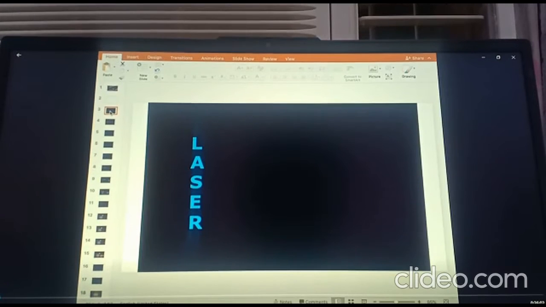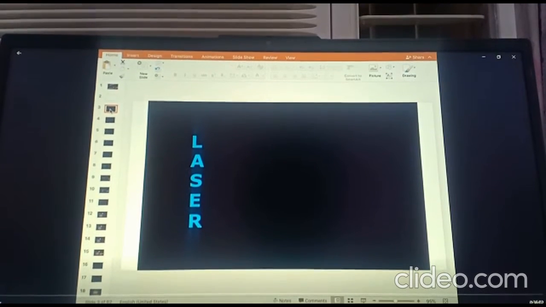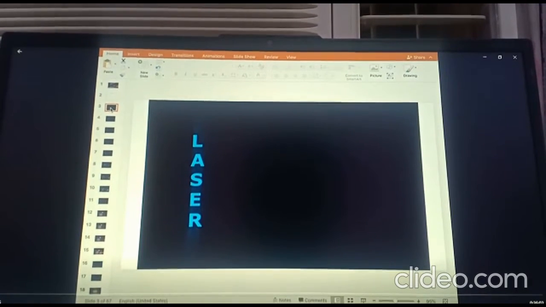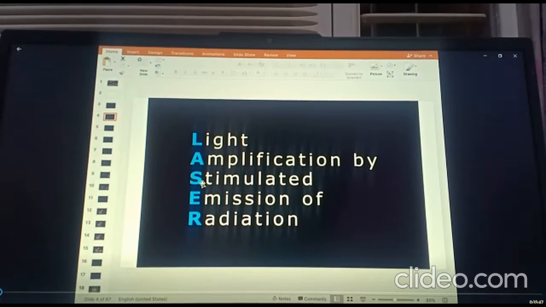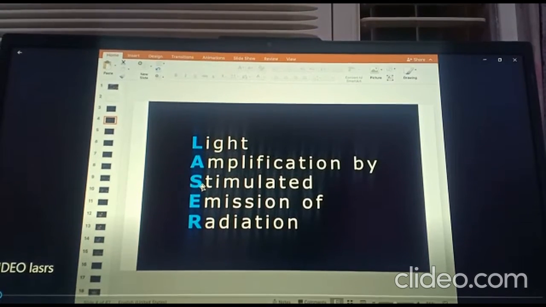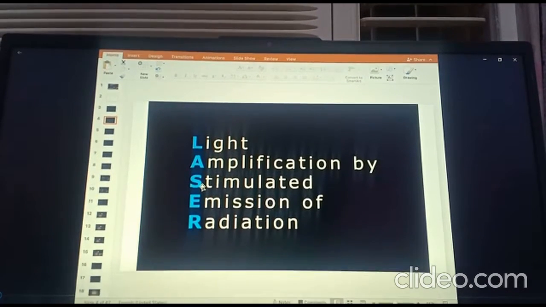So hello guys, here we will talk about laser. What is laser? Laser is an acronym. L stands for light, A stands for amplification by, S stands for stimulated, and E stands for emission of radiation. Light amplification by stimulated emission of radiation.